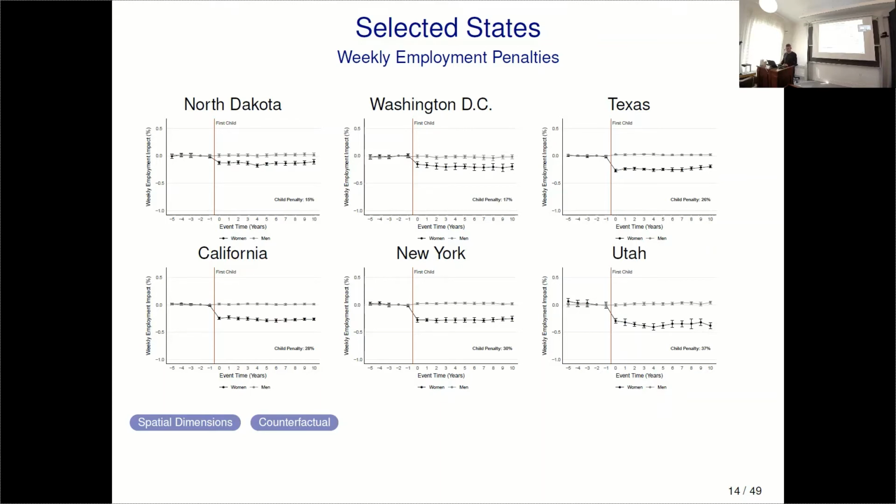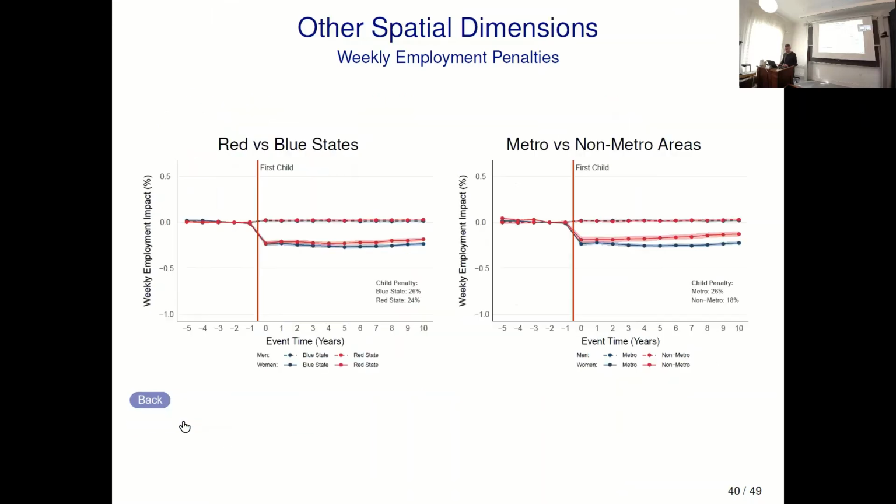You can look at other types of heterogeneity spatially. So I have some other spatial dimensions here. The left one compares red and blue states. The red states are the Republican states, the blue states are the Democratic states, specifically defined as having voted consistently Republican in the last 4 presidential elections or consistently Democratic in the last 4 presidential elections. This might be some way of getting at culture or norms, but you can see when we define it this way, we actually don't see much in the US. The child penalties are very similar, and in fact slightly larger in the Democratic states.